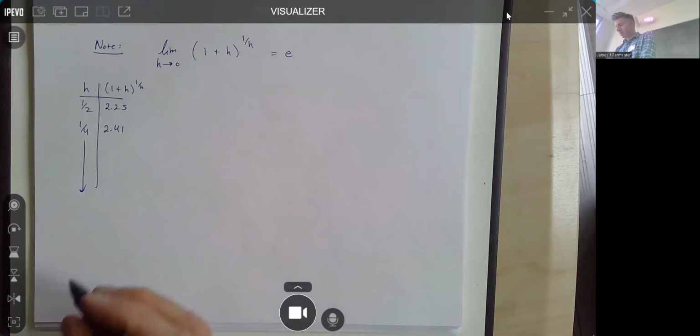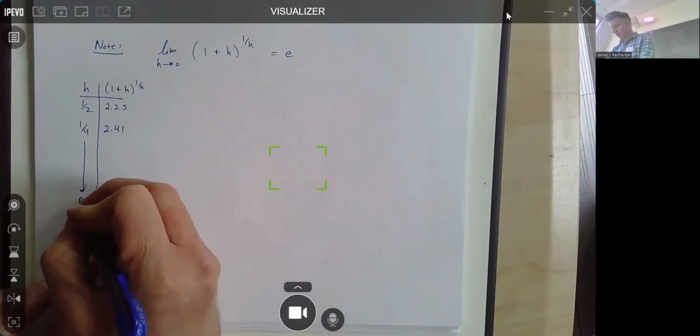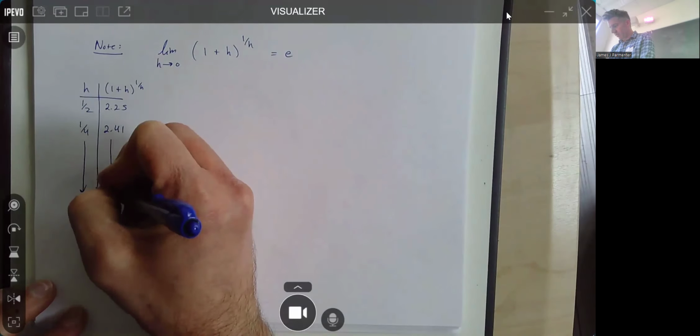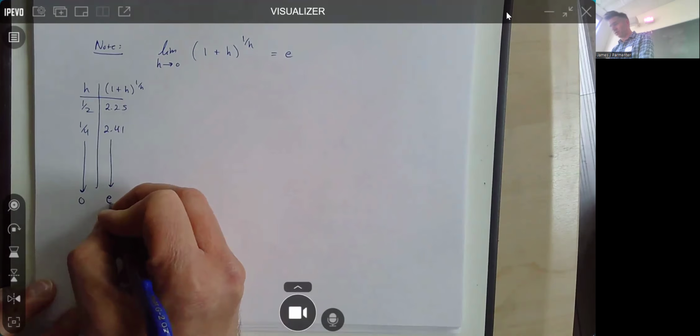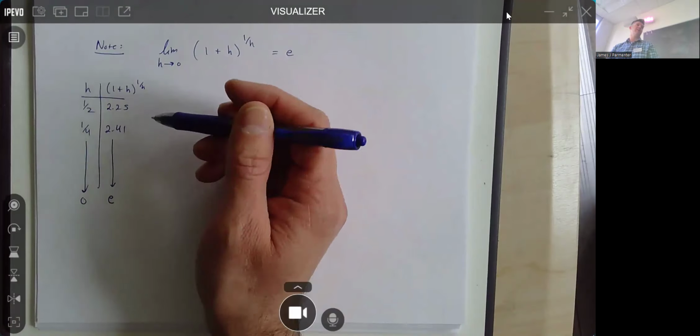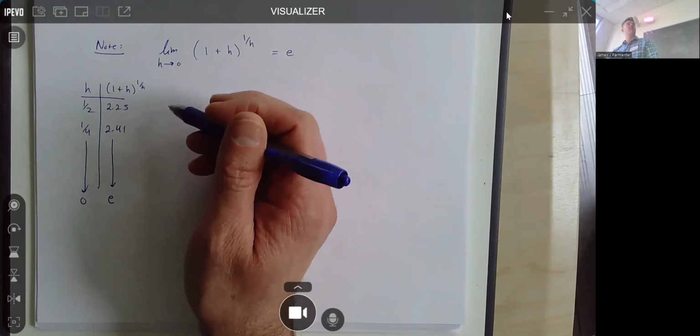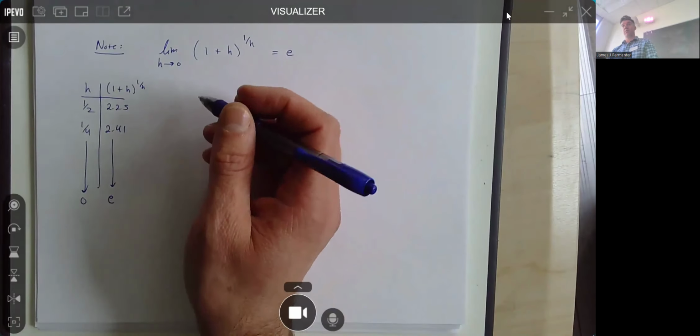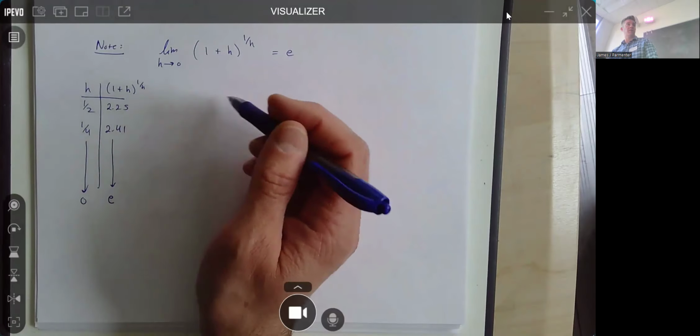So as the values of h get closer and closer to 0, the values of 1 plus h to the 1/h get closer and closer to e. There is a way of proving this limit, but it requires L'Hopital's rule. So later on at the end of the quarter, when we talk about L'Hopital's rule, we'll revisit this and talk about how you can show this.